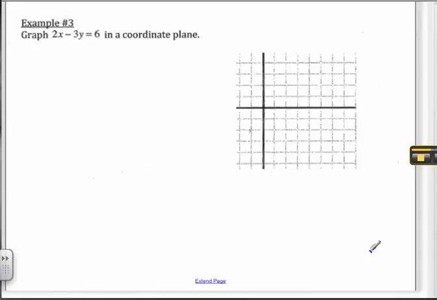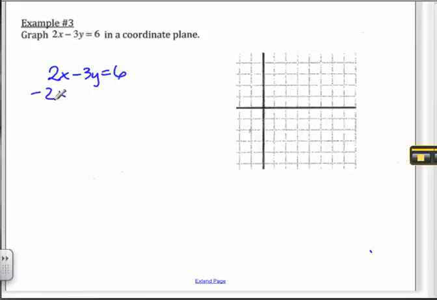I could just pick a couple of x's and have it spit out y's, plot those points, and then connect the dots. But I'm actually going to take this equation, just because we need to begin practicing this again, and put it in function form, which we talked about earlier.